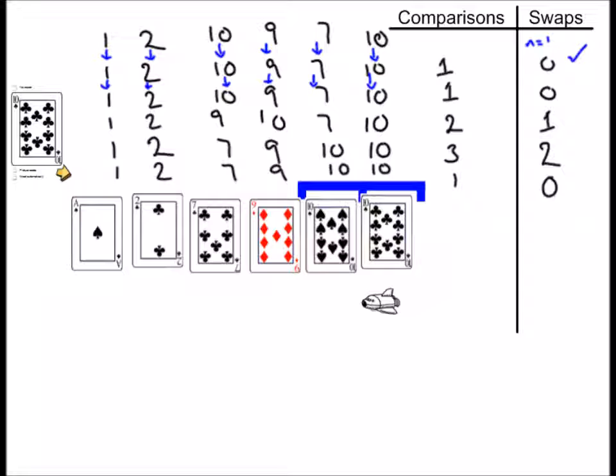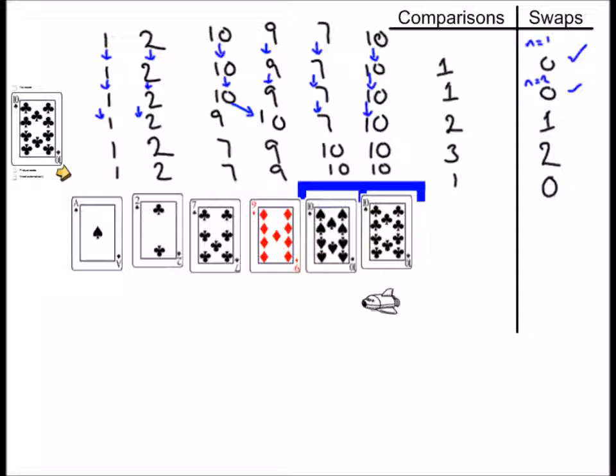Well, because all my numbers have gone straight down, I know that there were no swaps. And because n this time was 2, and the number of swaps isn't the same as the maximum, I know that the comparisons must be 1 more than that.